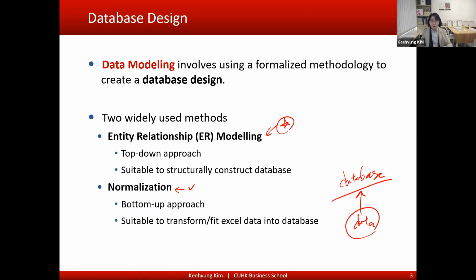In the Excel file, as I showed you earlier in an example, there are a lot of redundant fields. They want to remove them and merge them, right? So they resolve dependencies. Basically, they resolve problems and translate it into the database system. Those are the steps of normalization. So it's suitable to transform and fit Excel data into the database system.